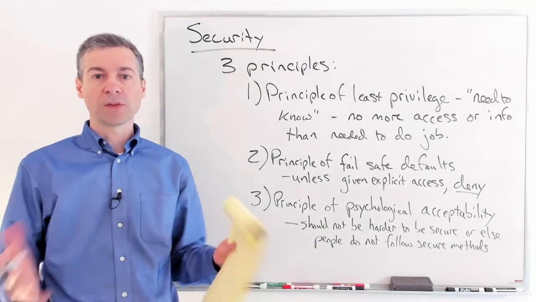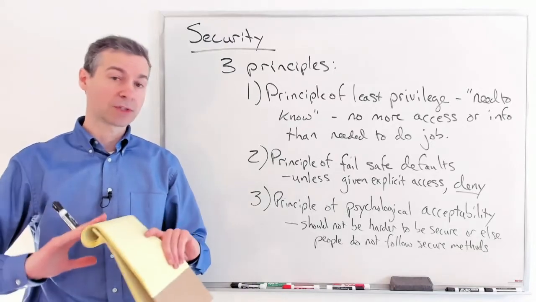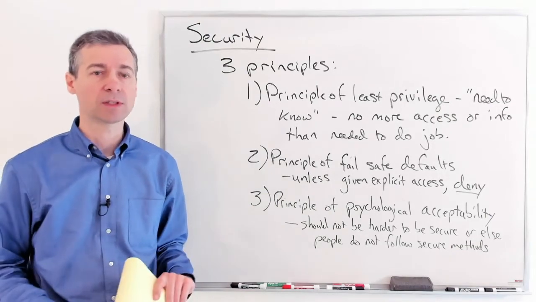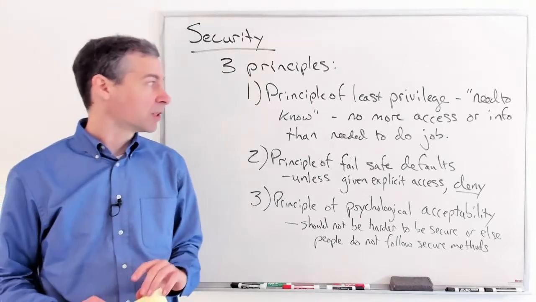So the authors talk about how security experts boil security down. Now, security is a gigantic field, but boil it down to three key principles that we need to think about and know about. The first principle is the principle of least privilege.